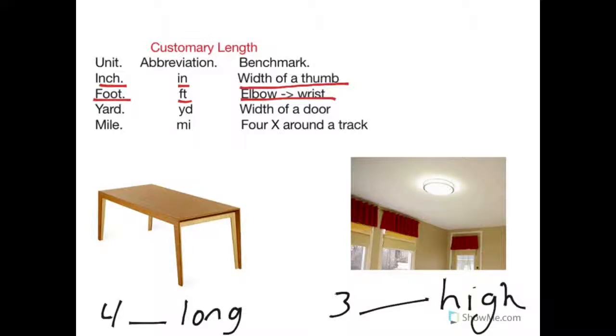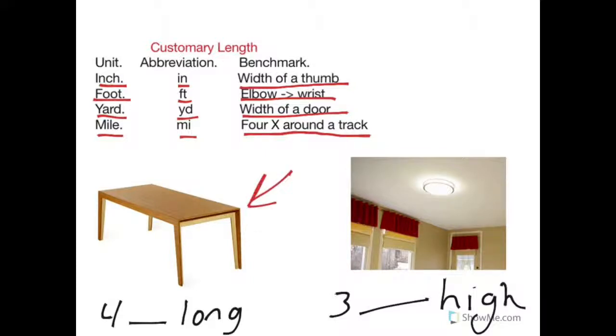Now, that's not exactly a foot. If you want exactly a foot, go get a ruler. But that's about a foot. A yard, YD, is the width of a door. So from side to side, a door is about a yard. And then a mile is our longest, used to measure things that are very long. 4 times around a track is a mile.